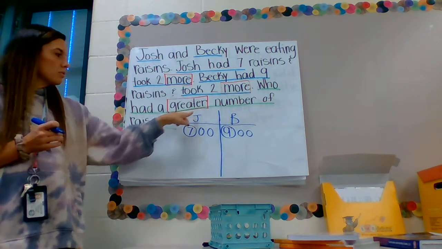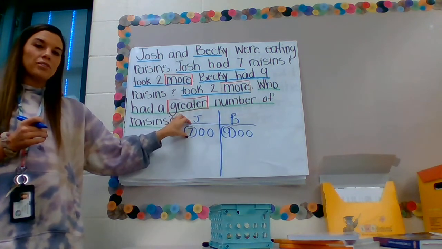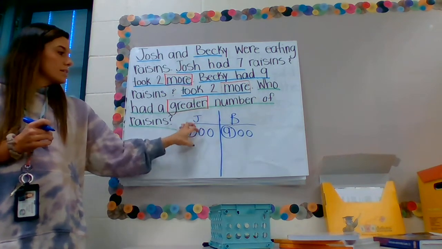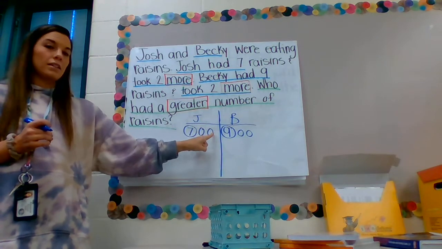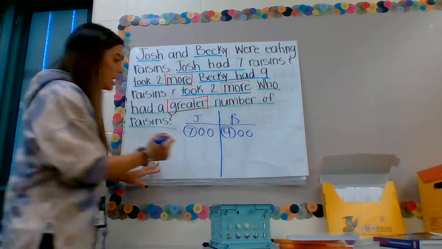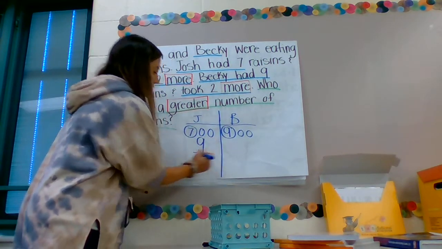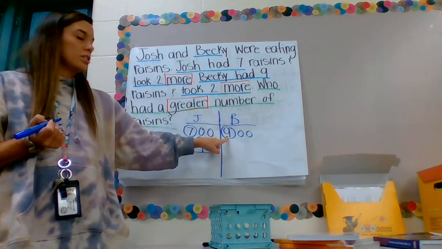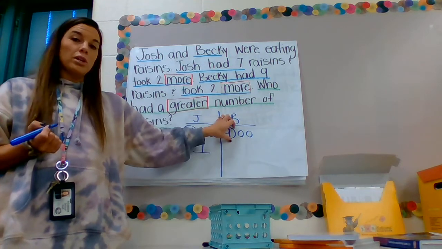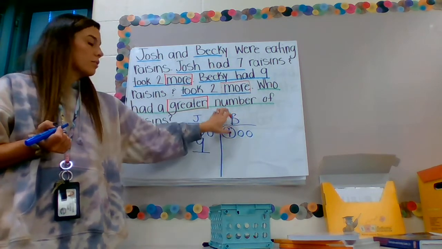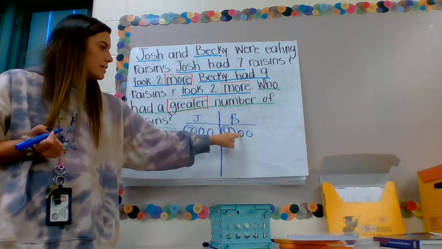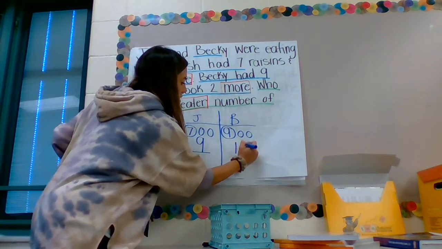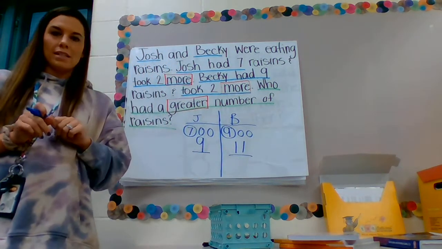So watch what I do. Josh started with 7, so I'm going to put that 7 in my head, and I'm going to count on by 2. 7, 8, 9. So Josh ended up with 9 raisins, right? Let's figure out how many Becky ended up with. She started with 9, so I'm going to put 9 in my head and count on by 2. Ready? 9, 10, 11. So now she has 11 raisins.